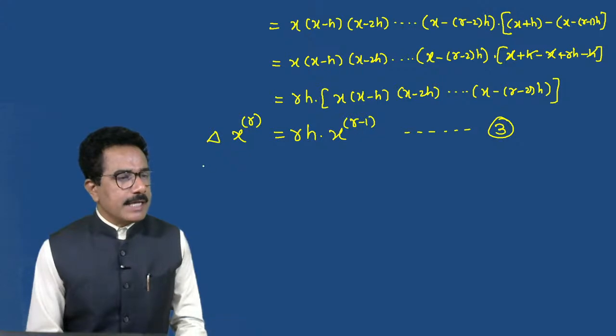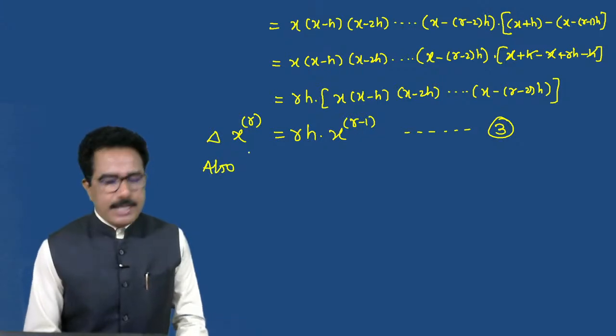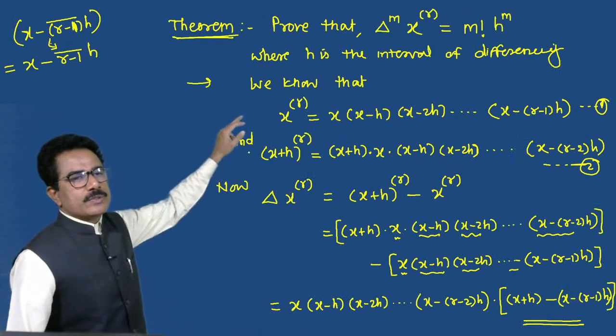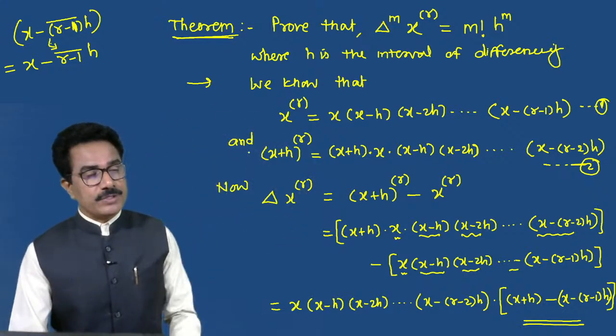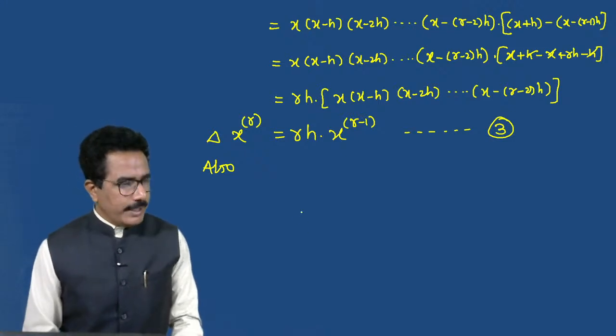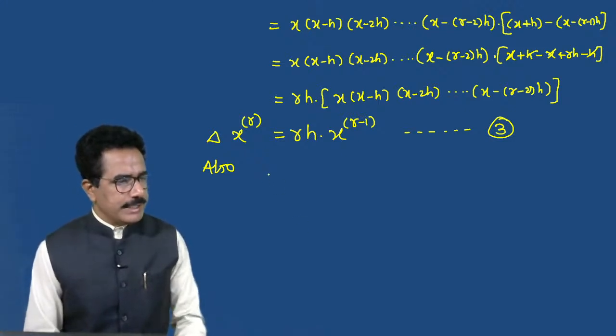Now second, also, what do we have to calculate, students? Delta raised to m, the mth difference, we have to find out. Now delta 2, now we have to proceed with this.